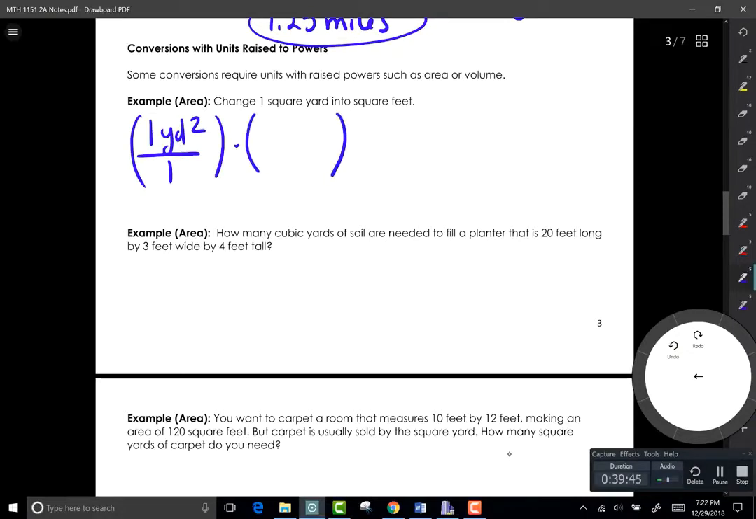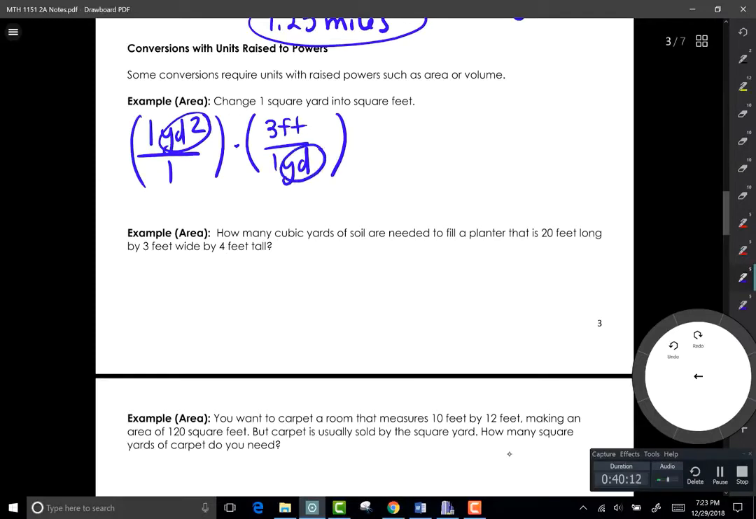The problem is that I know that there are 3 feet to 1 yard. I want to make sure the yard goes on the bottom so that I can cancel it with the yards on the top. But the problem is I can't cancel the units unless they're exactly the same. If you notice, this is yard squared and this is just yard.